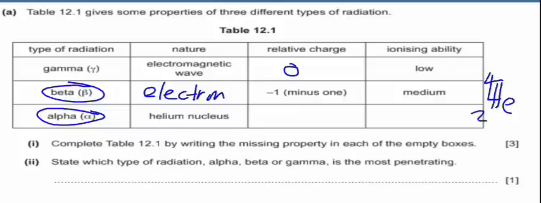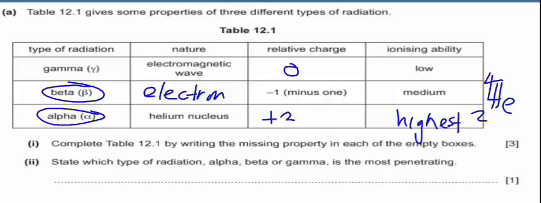So when it comes to the relative charge, here we are going to say positive 2 or plus 2. Then it comes to ionizing ability. Ionizing ability, we are going to say higher or highest.